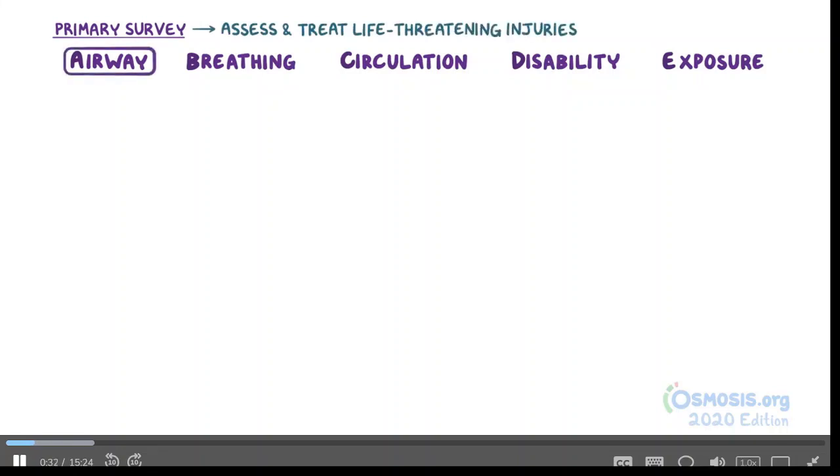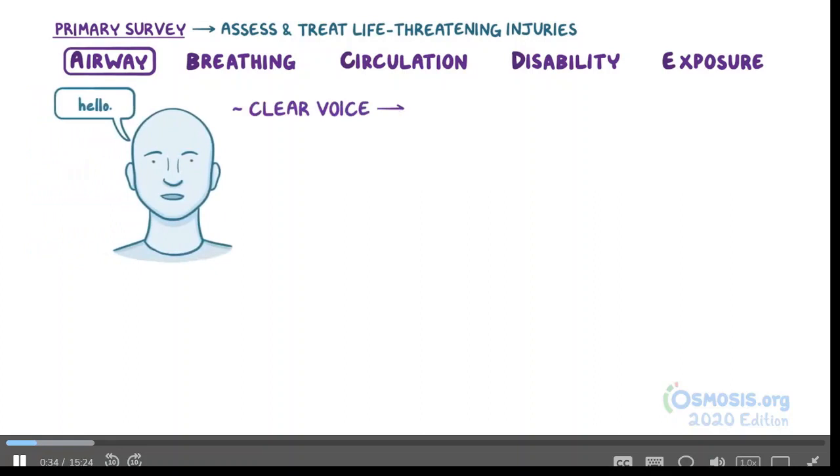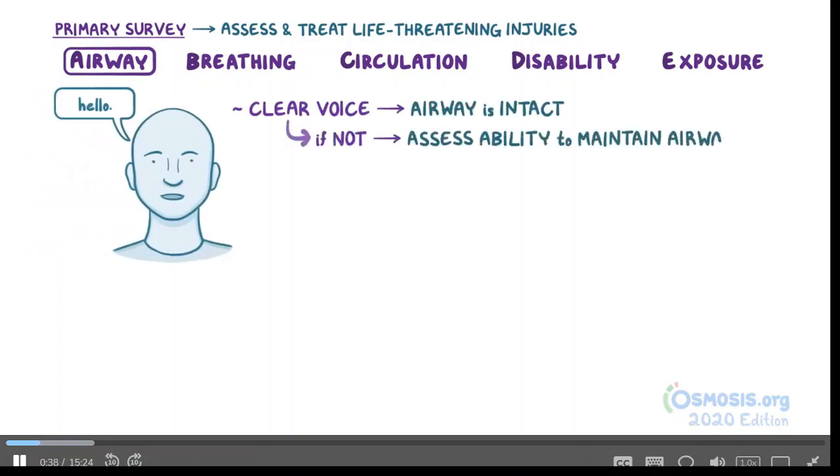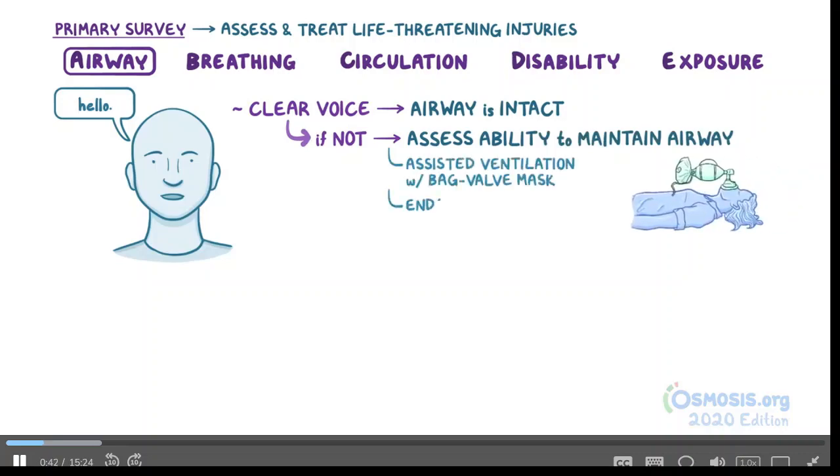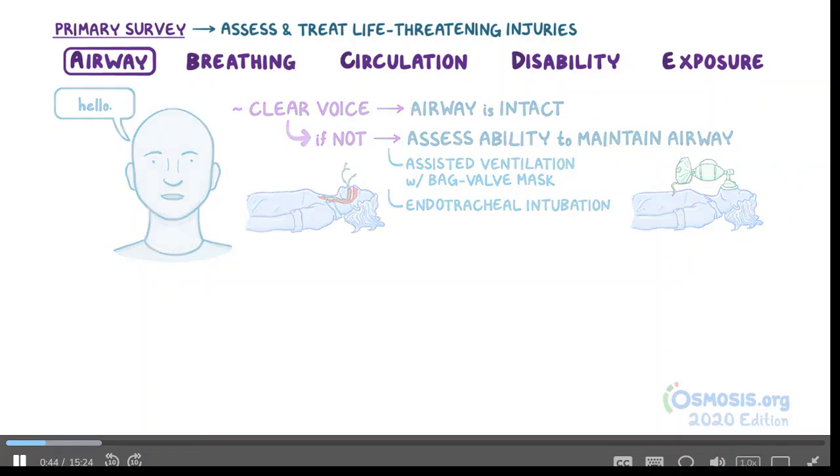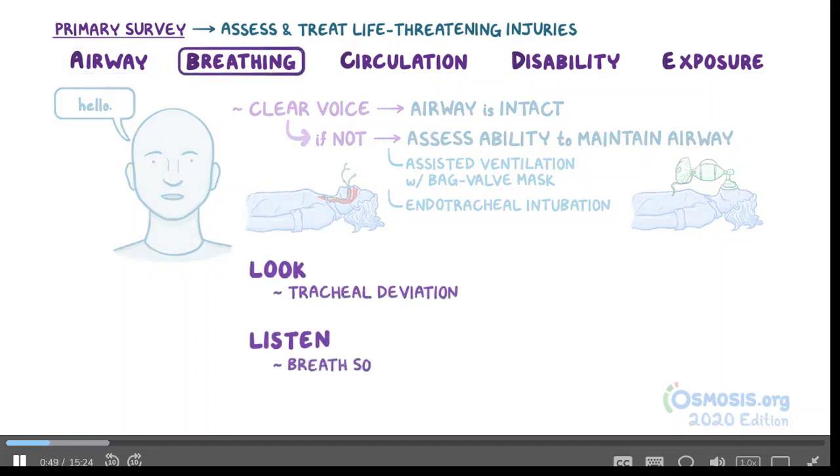Okay, so if the individual is talking to you with a clear voice, their airway is intact. If not, assess their ability to maintain the airway, or if they need assisted ventilation with a bag valve mask or even endotracheal intubation. As for breathing, look for tracheal deviation and listen to the breath sounds. Also, if the individual is hypoxic, provide 100% oxygen using a non-rebreather mask.